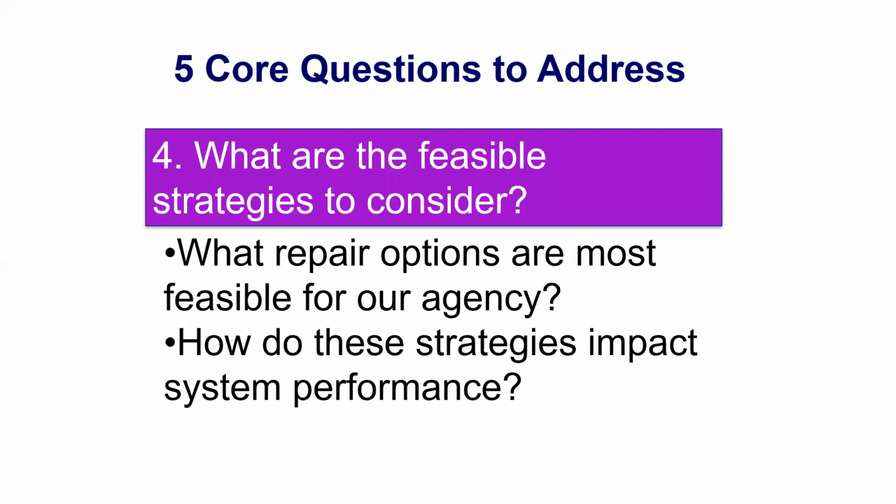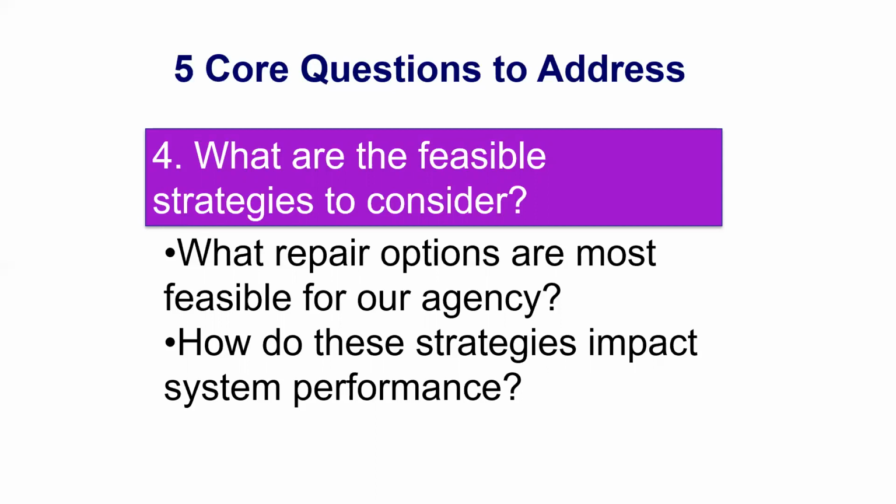Another question to address is, what are the feasible strategies to consider? So let's take the paved road network. Am I going to look at preventative maintenance options? Am I going to look at chip seal? Am I going to look at slurry seals? Am I going to look at microsurfacing? Am I going to do thin layover or thin overlays? Or is it all just going to be worst first structural repair? And how's that going to play into my capital improvement plan?